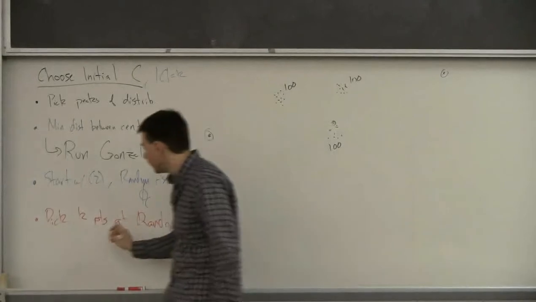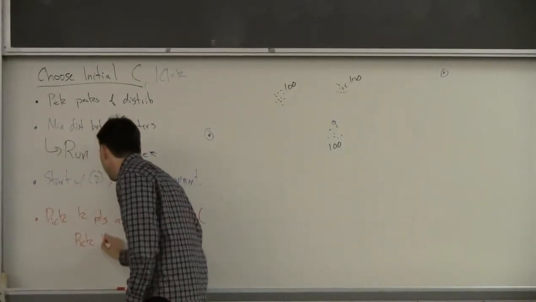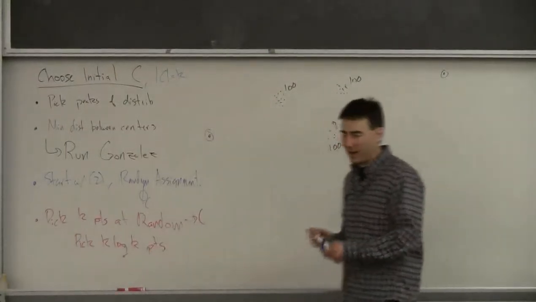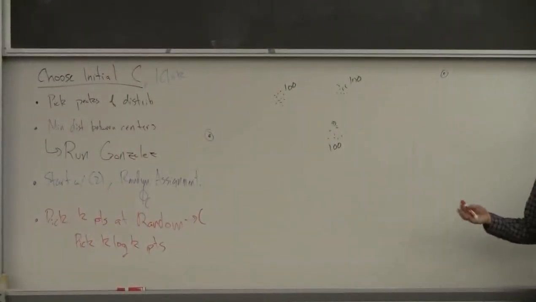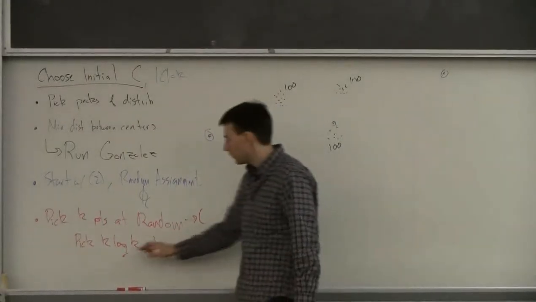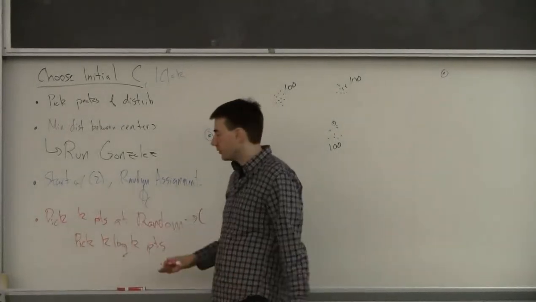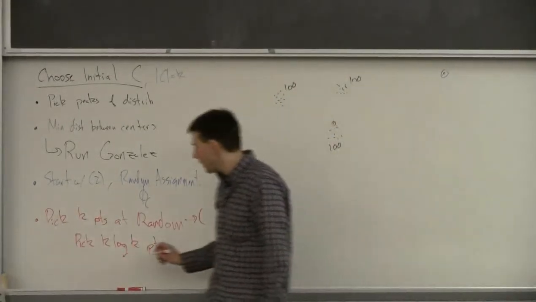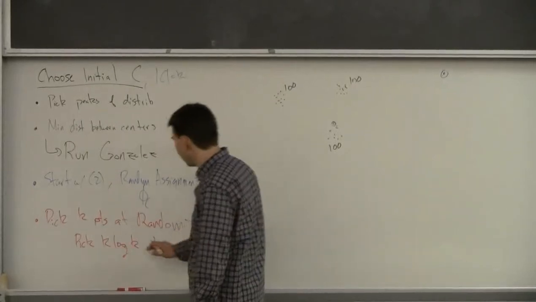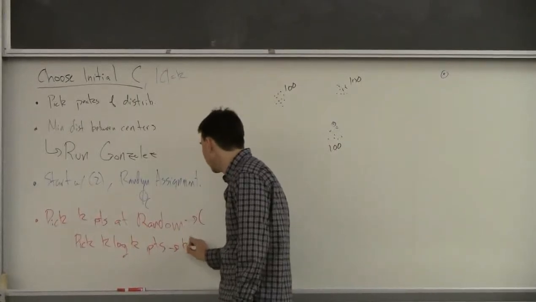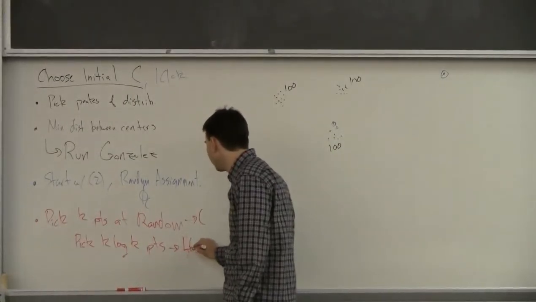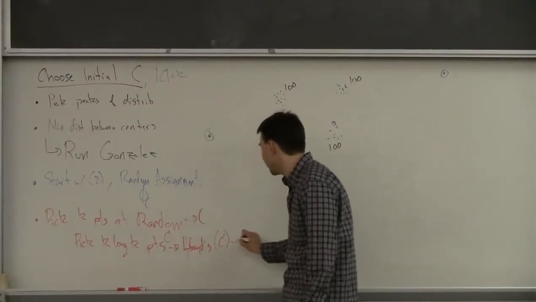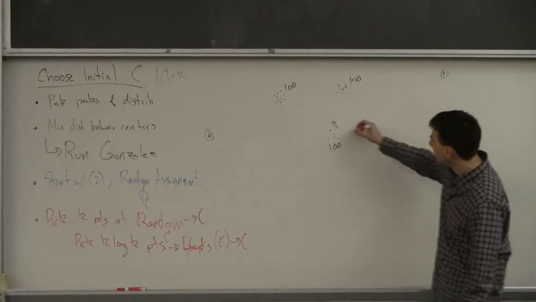So one thing that you do is instead you pick something like k log k points. Okay, so I'm going to get an extra log k factor of points. So if k is 10, then maybe I do 20 or 25 points, something like that. And then I run something like Lloyd's algorithm on these points. I'll call this set C prime, and on C prime I'm going to pick out a set C. Okay, so what I'm going to do is oversample.